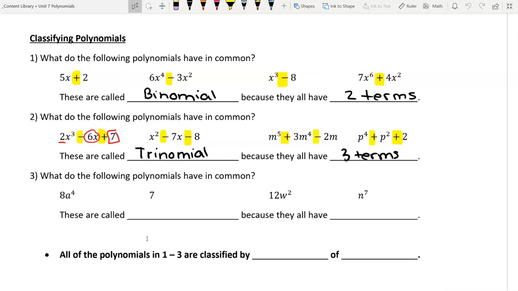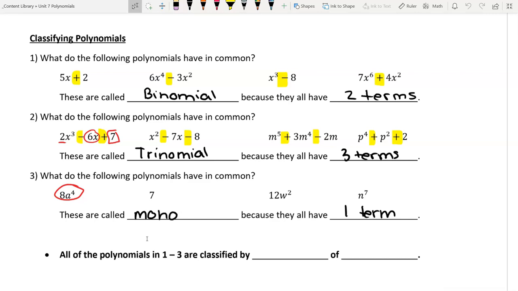Okay? Next one, notice there's no plus or minus. So ask yourself, how many terms are there for each of these? And remember, this is one term. They are not separate. There's no plus or minus. So how many terms? There's only one term for all four of these examples. So what is this called? A monomial.